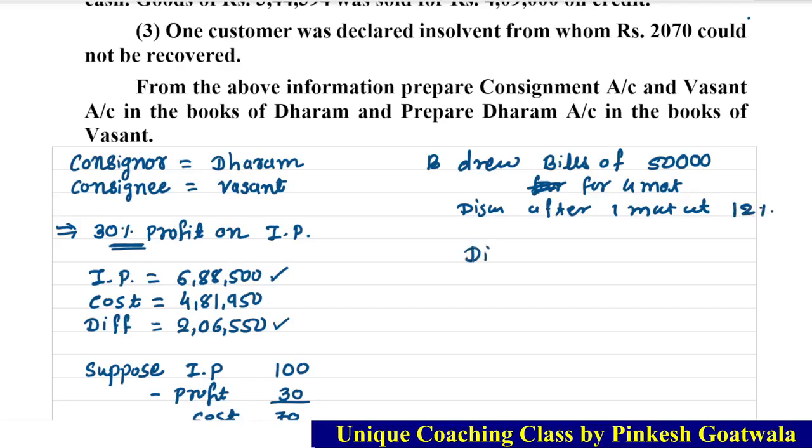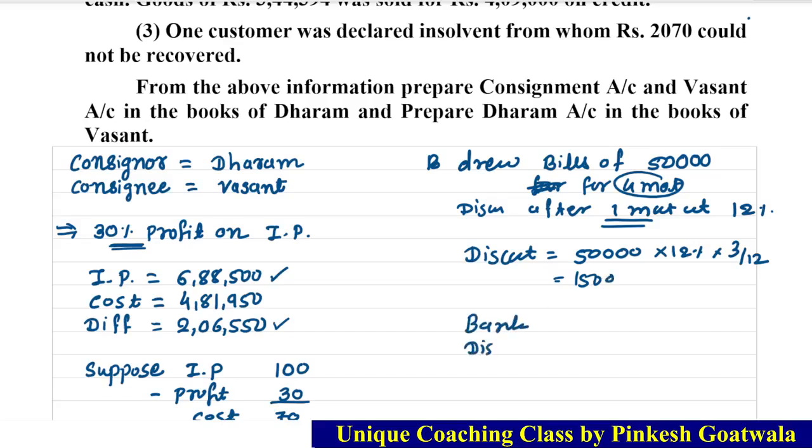So what do we do? We find out first of all the discount. Okay, આપણે discount find out કરીએ. 50,000 ના 12% પ્રમાણે, 4 month ની છે, after 1 month છે એટલે 3 month નો discount આવશે. 50,000 into 12%, 3 divided by 12, so 1,500. Then we write the journal: Bank, Discount to BR. Here BR amount is 50,000, discount 1,500, and in bank how much do we write? So we write 48,500.